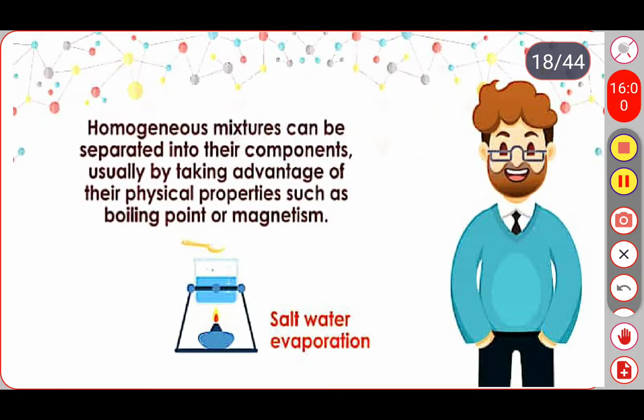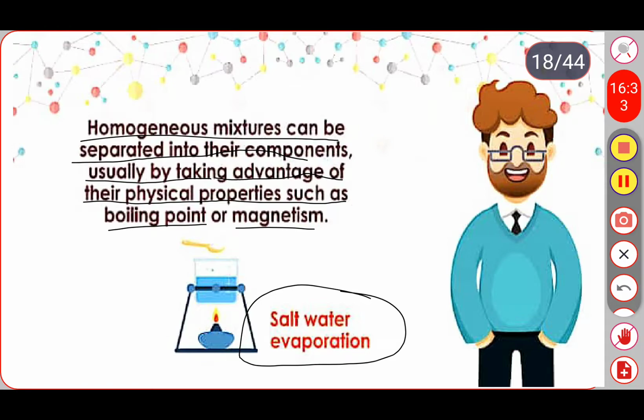See here, a homogeneous mixture can be separated into its components usually by taking advantage of physical properties such as boiling point and magnetism. With the help of these two properties only we can separate the homogeneous mixtures. For example, saltwater evaporation.